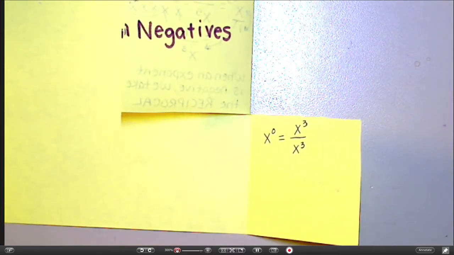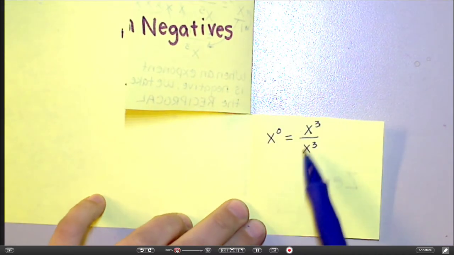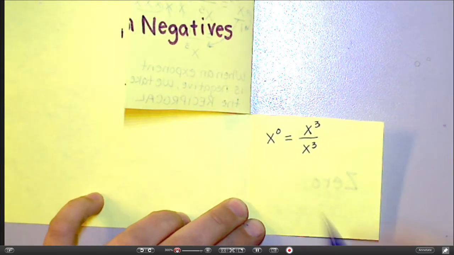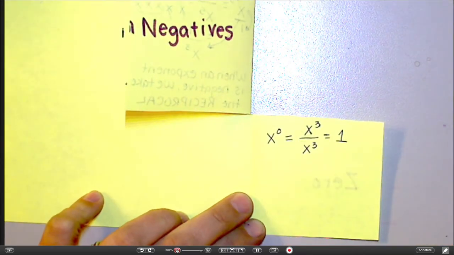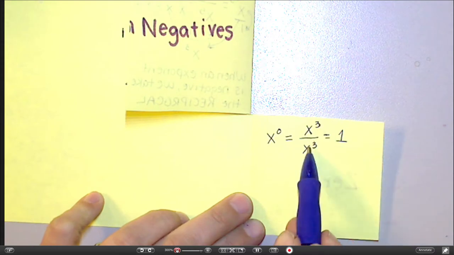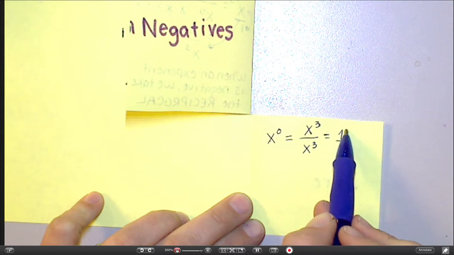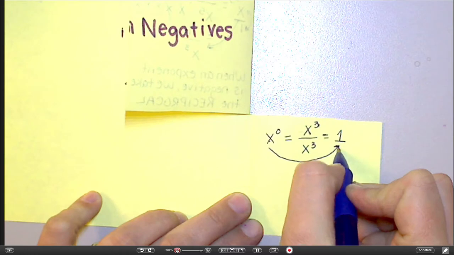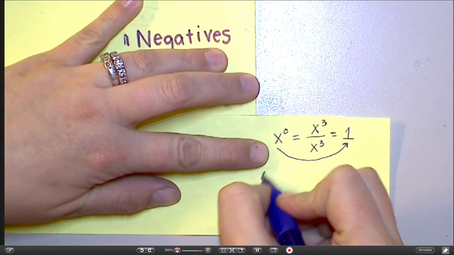But I also know something else about fractions. In a fraction, if you have the same thing on the top and the bottom, think like 5 over 5 or 2 over 2, that's always going to be equal to 1. So writing this out this way, if I follow my division rule, I get x to the 0. If I follow what I know about fractions, I get an answer of 1. That means x to the 0 always equals 1. So your rule for zeros is really simple.